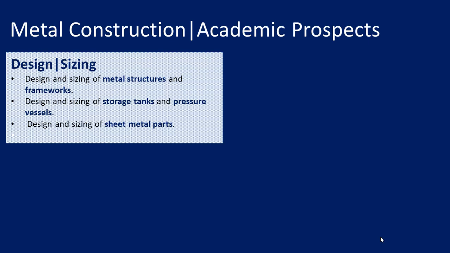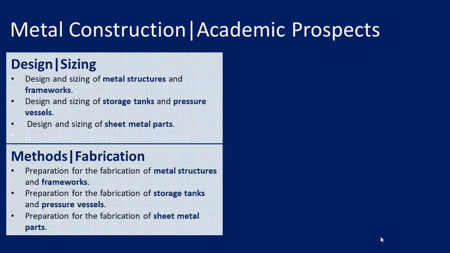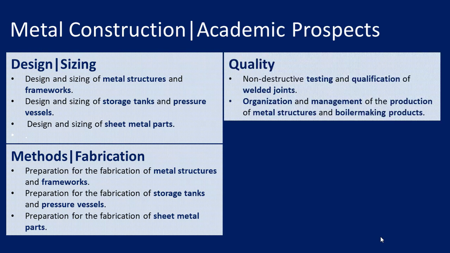The second axis is about methods and fabrication. Here, we have the preparation for the fabrication of metal, especially steel structures and frameworks, the preparation for the fabrication of storage tanks and pressure vessels, as well as the preparation for the fabrication of sheet metal parts.